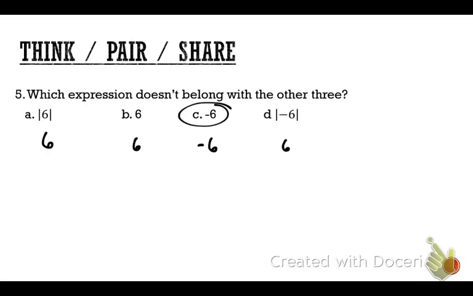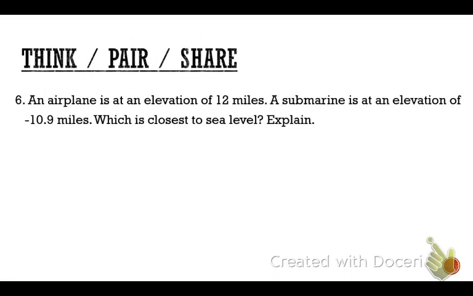Excellent job. All right, one last and final problem. This is kind of similar to our modeling real life. An airplane is at an elevation of 12 miles. A submarine is at an elevation of -10.9 miles. Which is closest to sea level? Okay, so once again, anytime you want, you can always use visuals. We know this one is going to be up here at 12 miles. And we know this one is going to be down here at -10.9 miles. Guys, which one is closest to sea level?